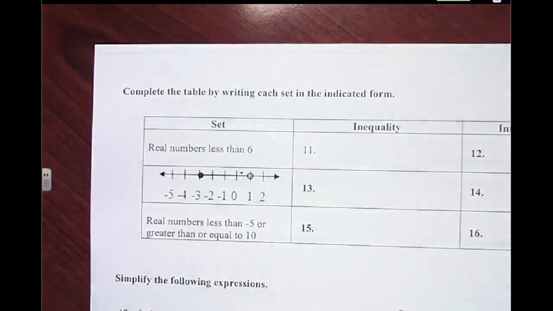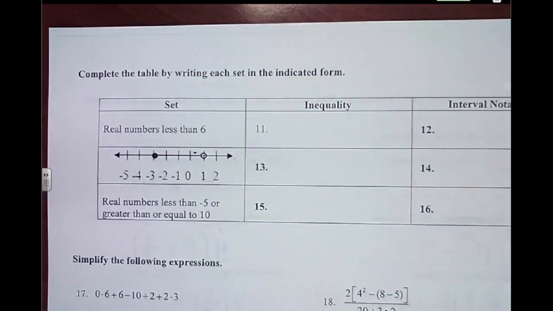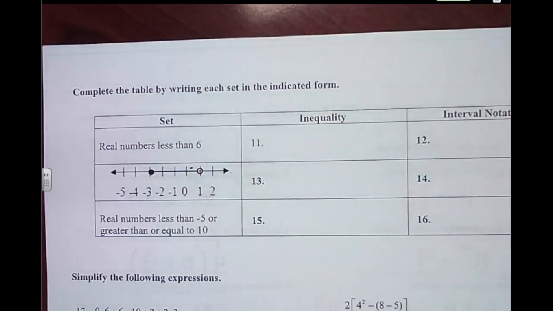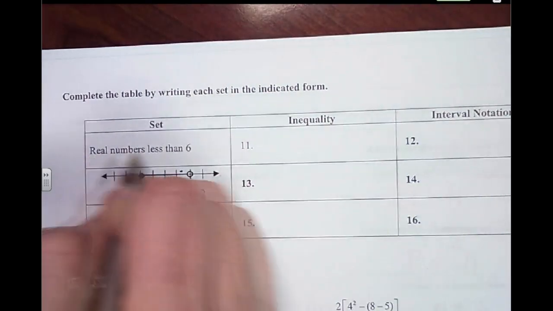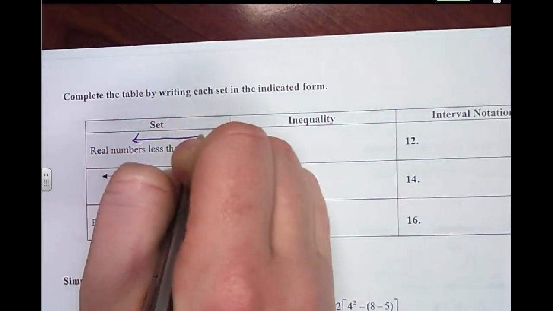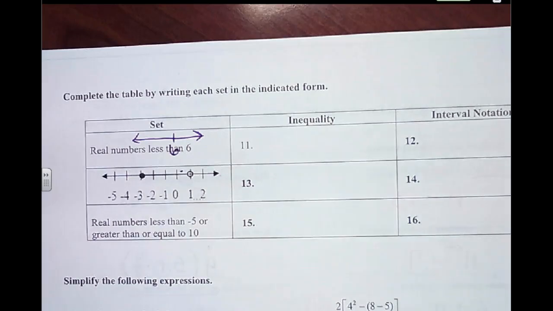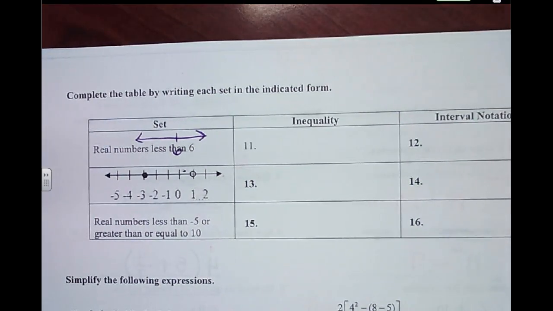Okay, next page. Complete the table. Okay, so on this, the first one, the set says real numbers less than 6. Okay, if you have trouble doing the words, draw yourself a number line, put 6 on. Okay, so it says less than 6.